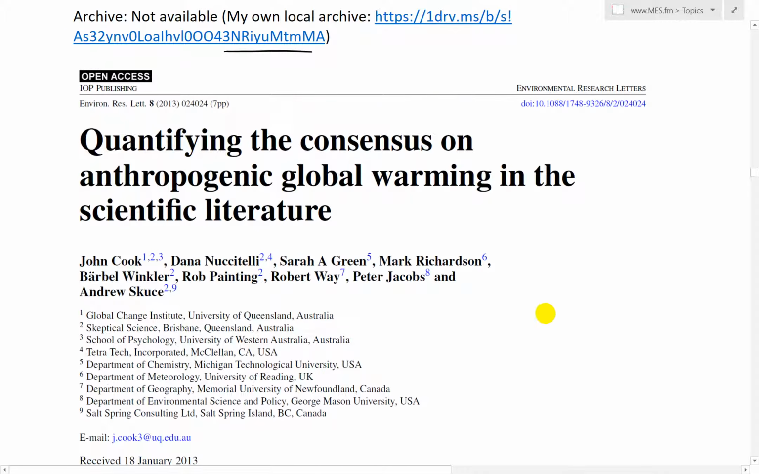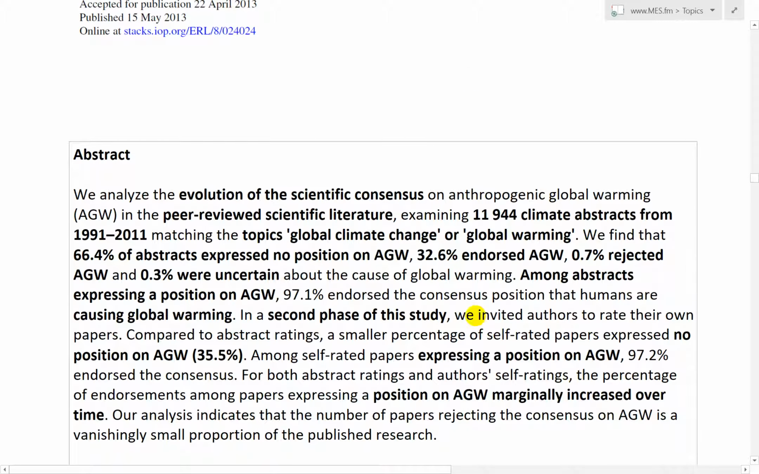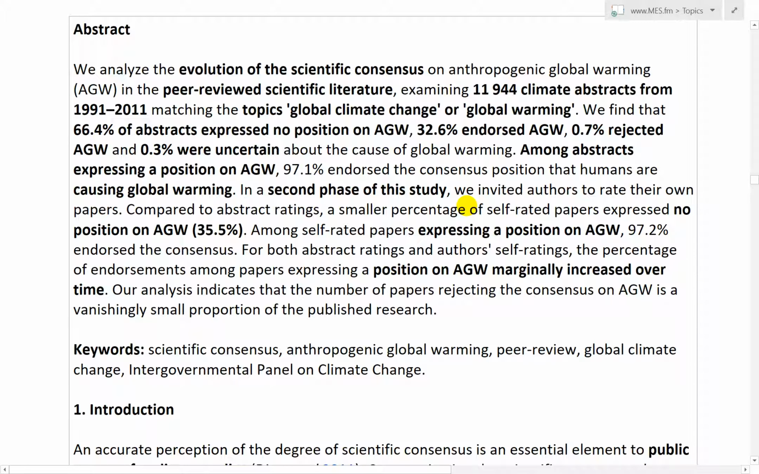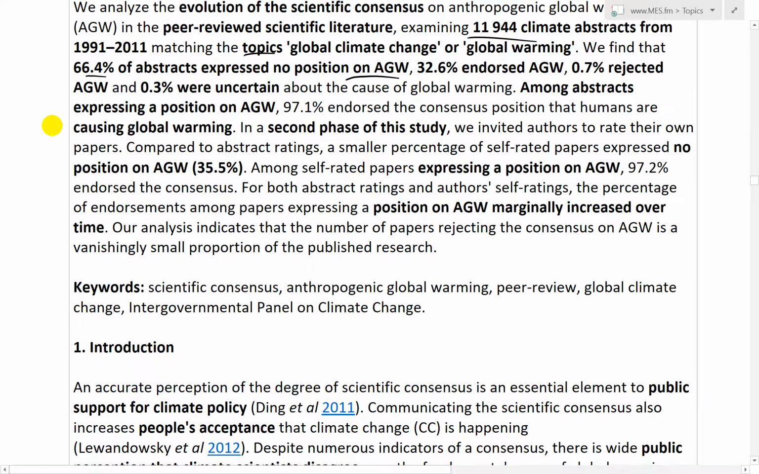That's a link there. So let's dive right into this paper's abstract, and here's the abstract. We analyze the evolution of the scientific consensus on anthropogenic global warming, AGW, in the peer-reviewed scientific literature, examining 11,944 climate abstracts from 1991 to 2011, matching the topics global climate change or global warming. We find that 66.4% of the abstracts expressed no position. So you have this much, and then these ones have no position. So 32% endorsed, 0.7% rejected AGW, and 0.3% were uncertain about the cause of global warming. Among abstracts expressing a position on AGW, 97.1% endorsed the consensus position that humans are causing global warming.